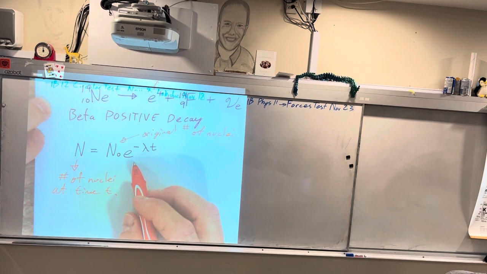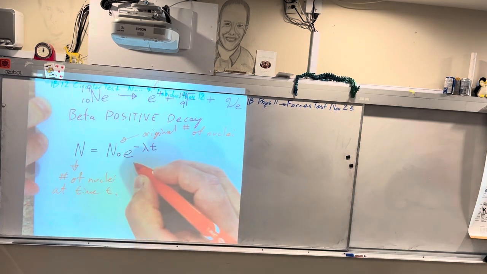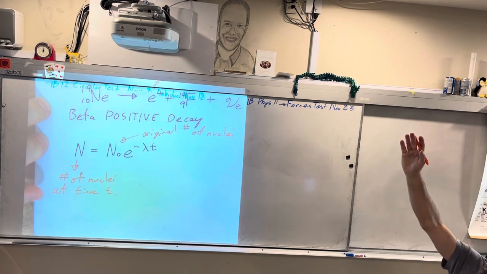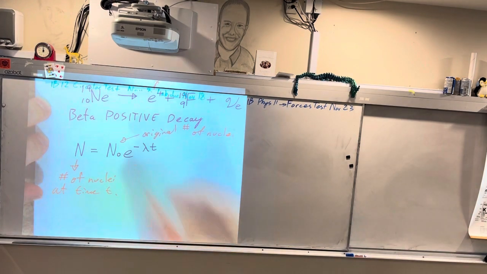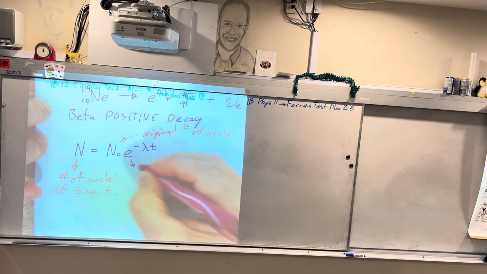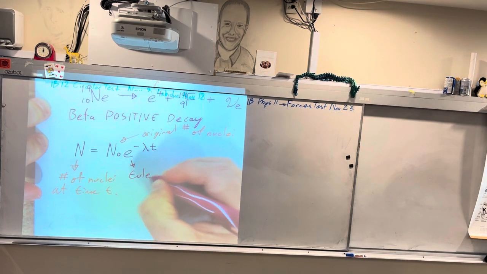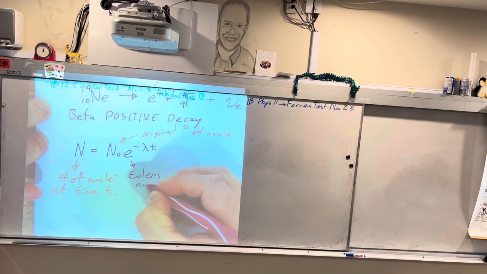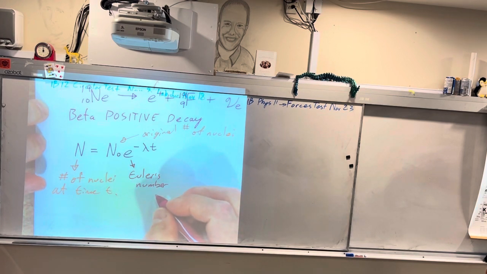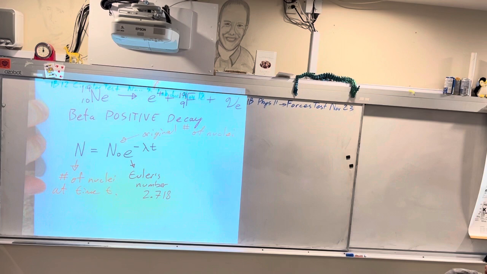E is Euler's number. Should I label that? I guess so. Do you guys know Euler's number? Yes. Who said yes? Who says no? Yeah, this is 2.718, right? It's e on the calculator.